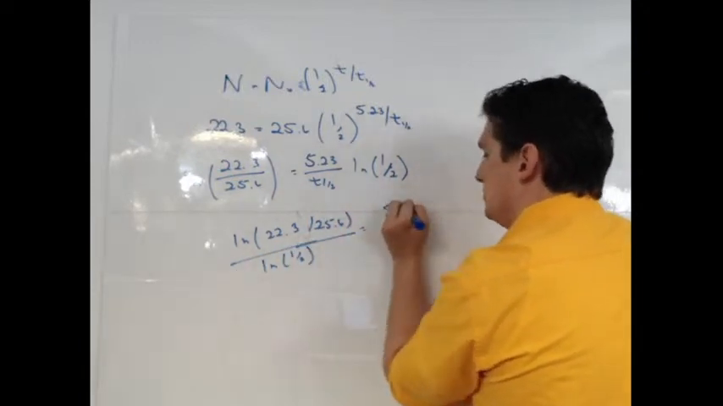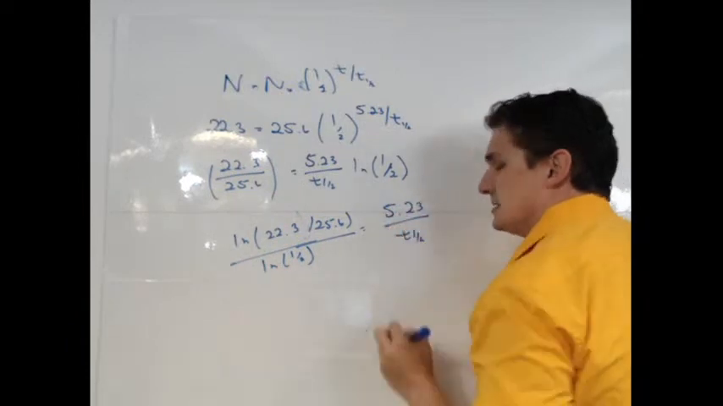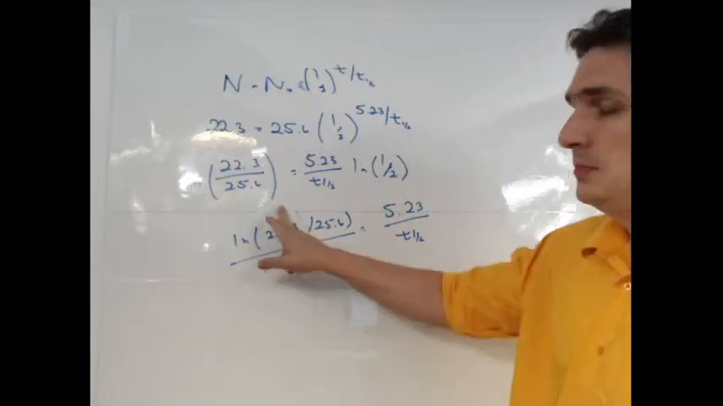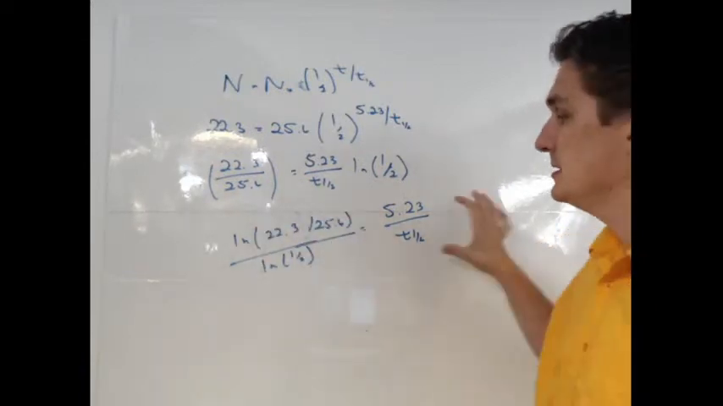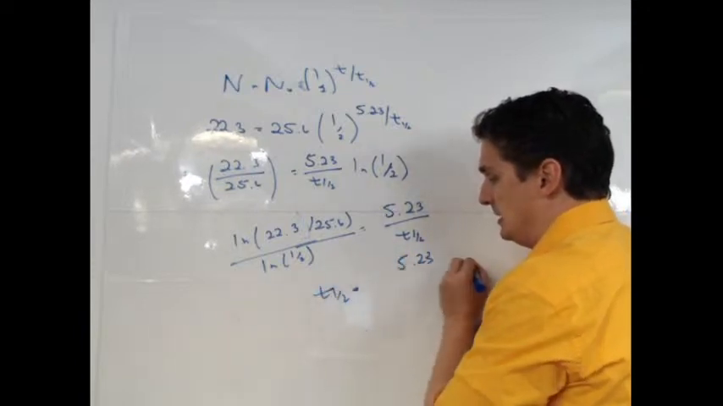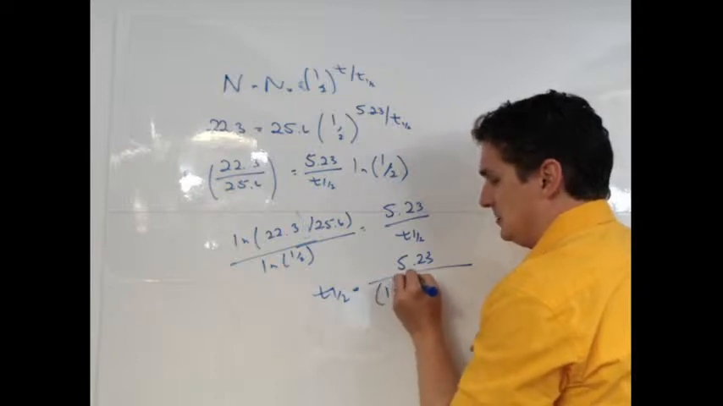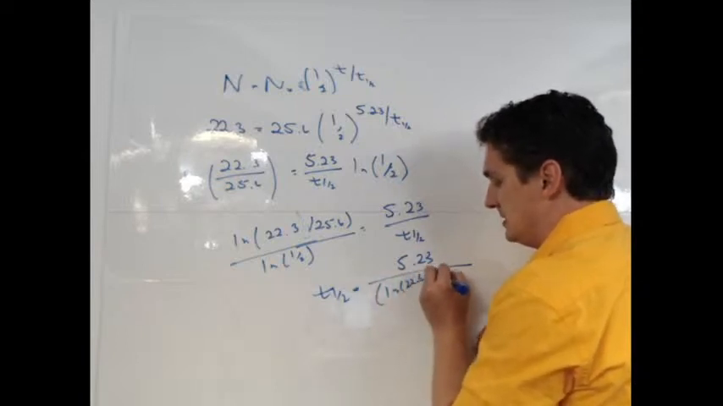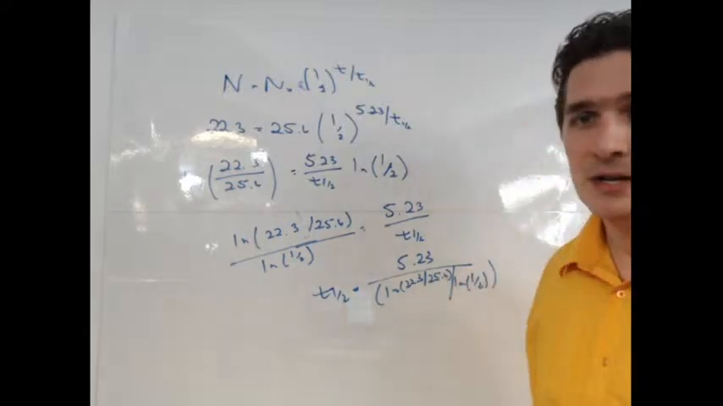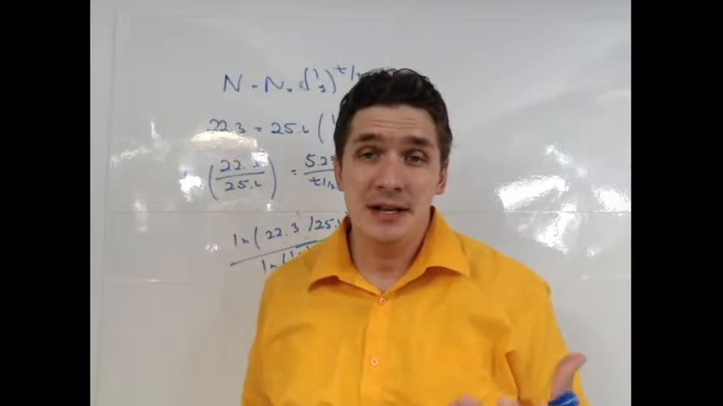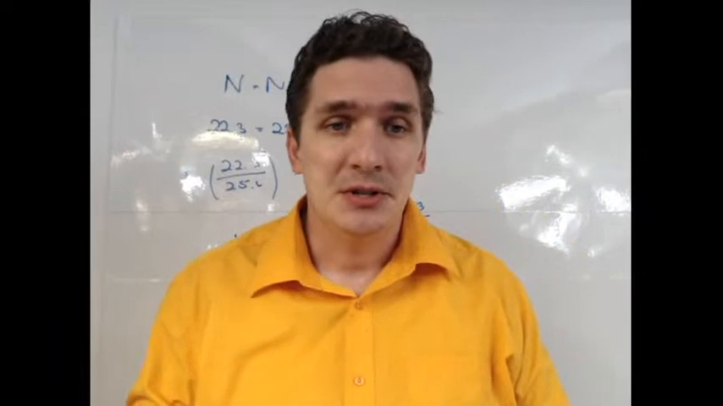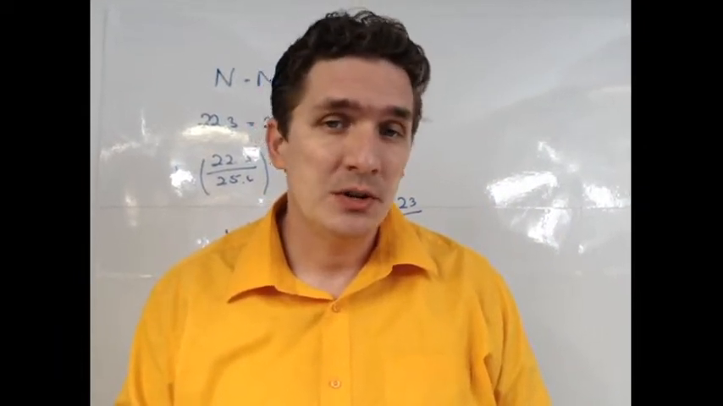This equals 5.23 over t sub 1/2. So now we need to solve for t sub 1/2. The easiest way to do this, multiply the t 1/2 over and bring this other part over. So we get t 1/2 equals 5.23 divided by the natural log of 22.3 divided by 25.6, divided by the natural log of 1/2. So this is just more algebra than anything else. You've got your formula and you just need to rearrange it to isolate the variable that you're interested in. So in this case, you should end up getting about 23.6.